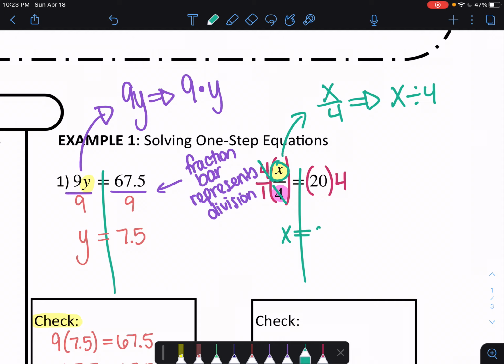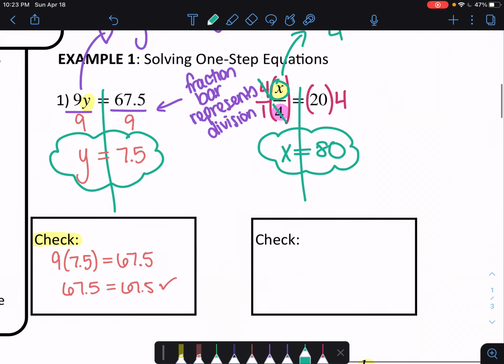And then 20 times 4 is 80. And then I'm going to check my solution. So I'm going to put 80 in for x. So 80 over 4 is equal to 20. And then when I actually do this division, 80 divided by 4 is 20. So 20 equals 20, and my answer checks out.